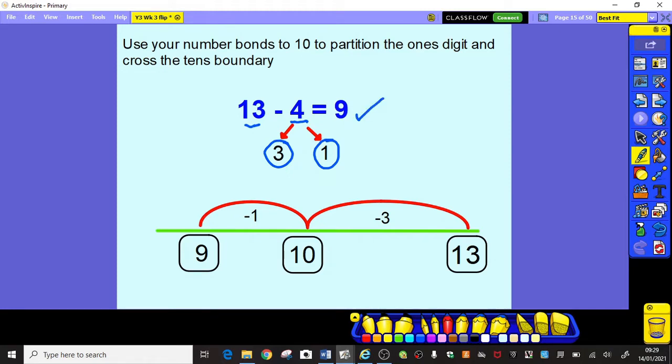And if you look down below, we can see how that is shown on the number line. If we start at 13, take away 3 gets us back to 10, and then we've got one more to take away that gets us back to 9.